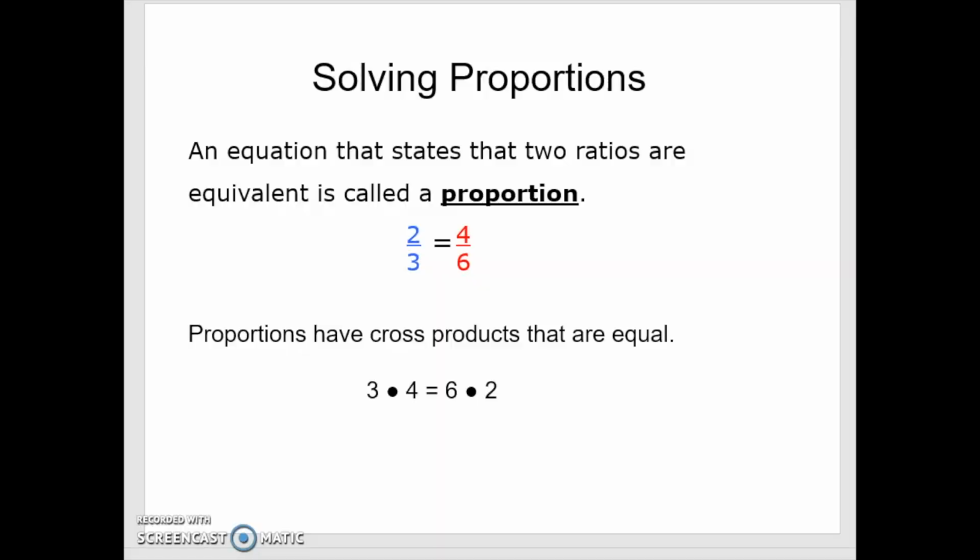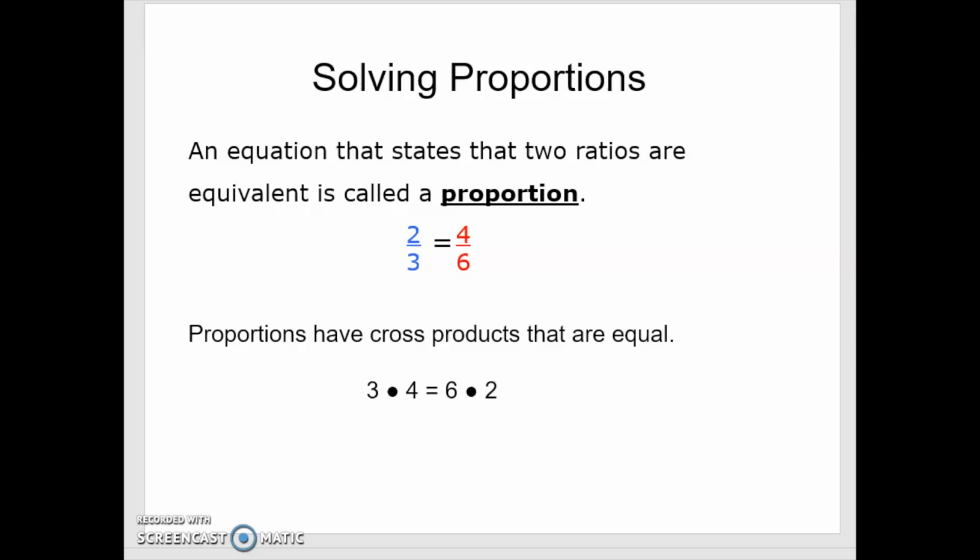Okay, welcome back, students. Today we are going to continue looking at proportions. Today we're going to actually learn the different properties of proportional relationships, and we're going to learn about something called cross products, and that's going to enable us to solve a proportion.